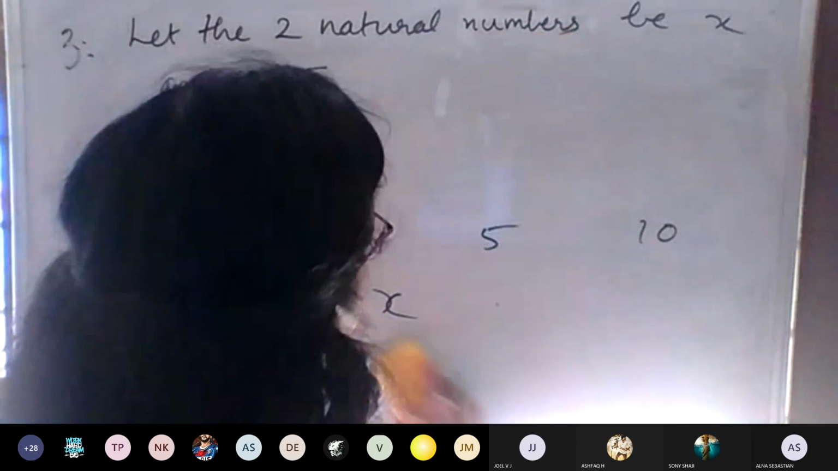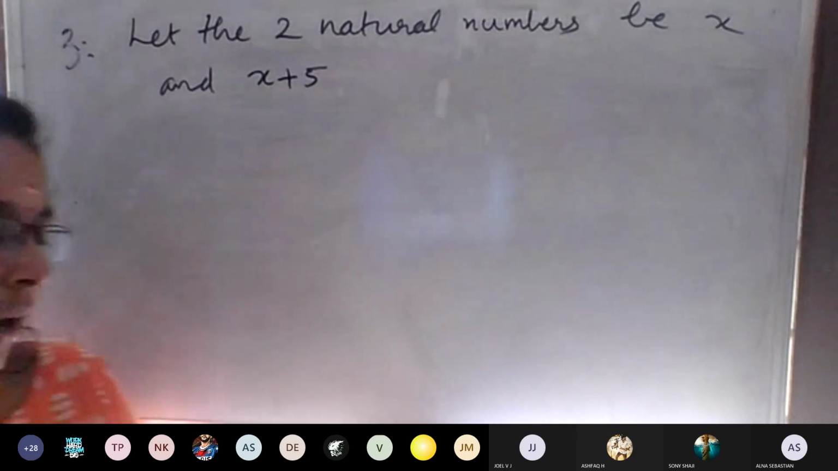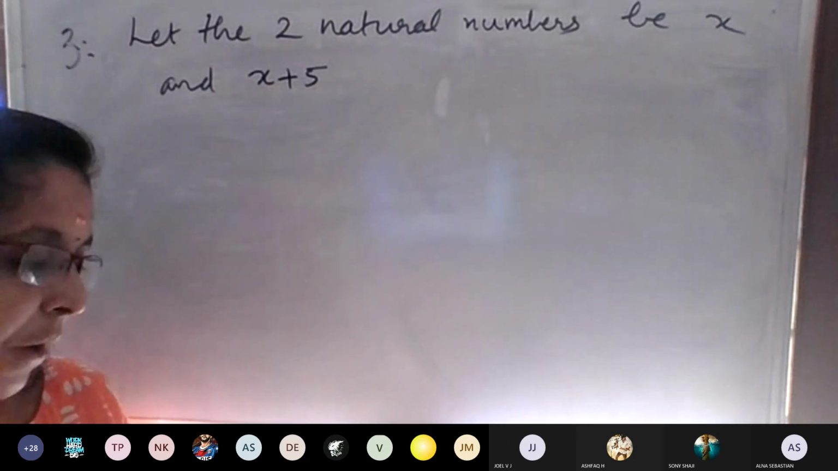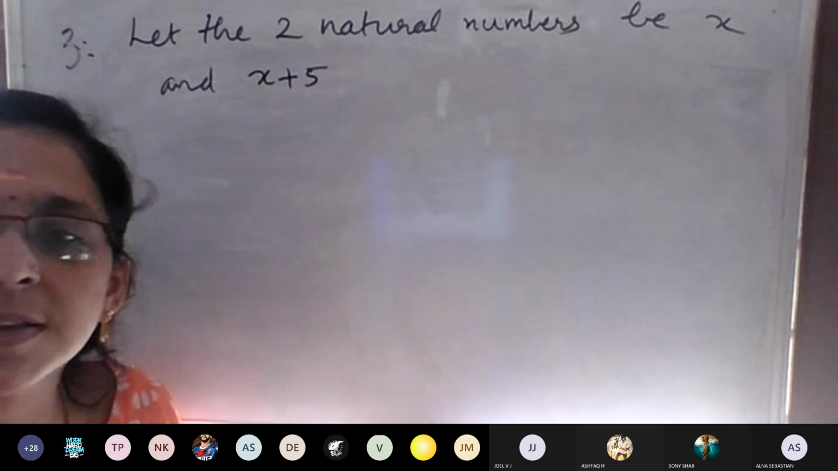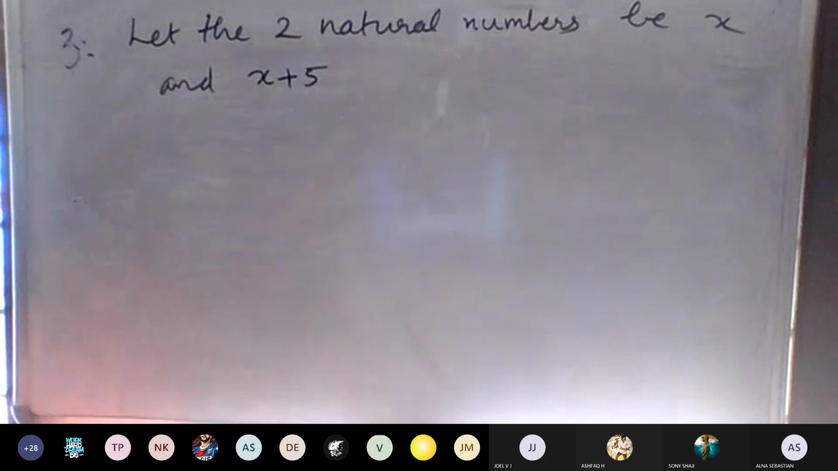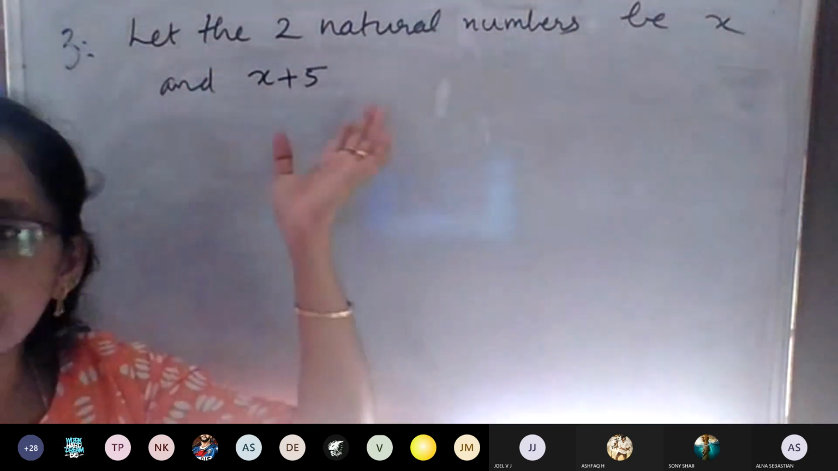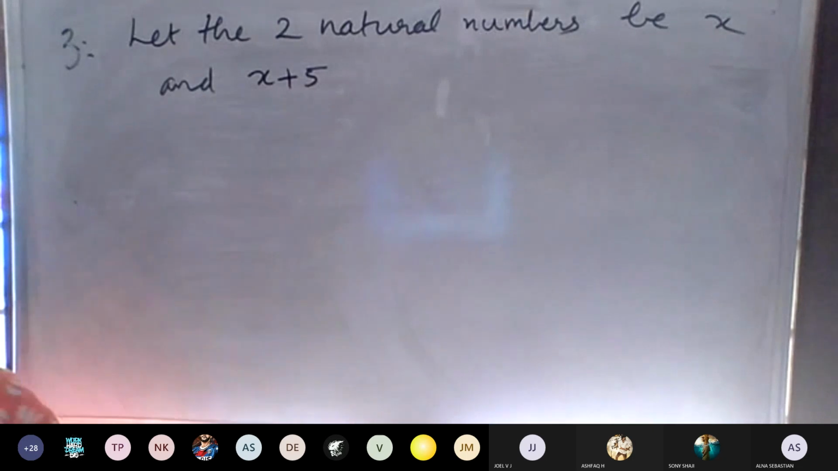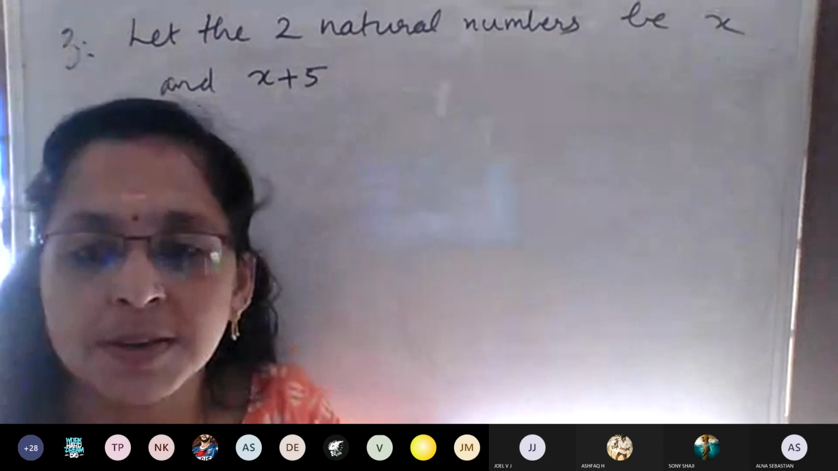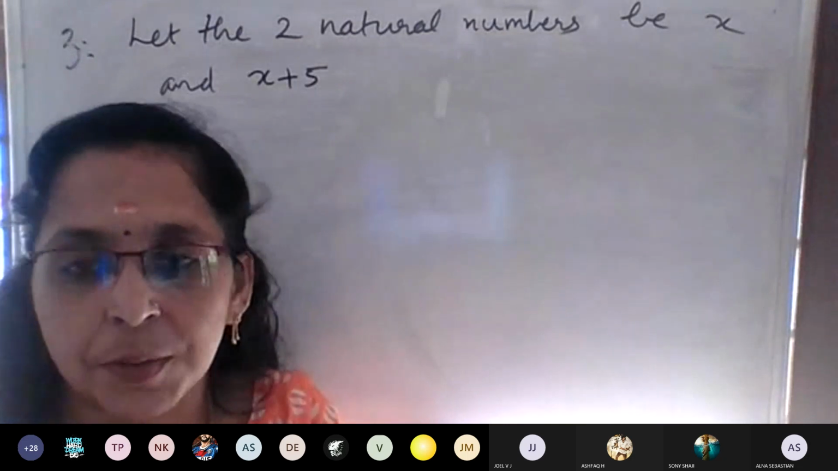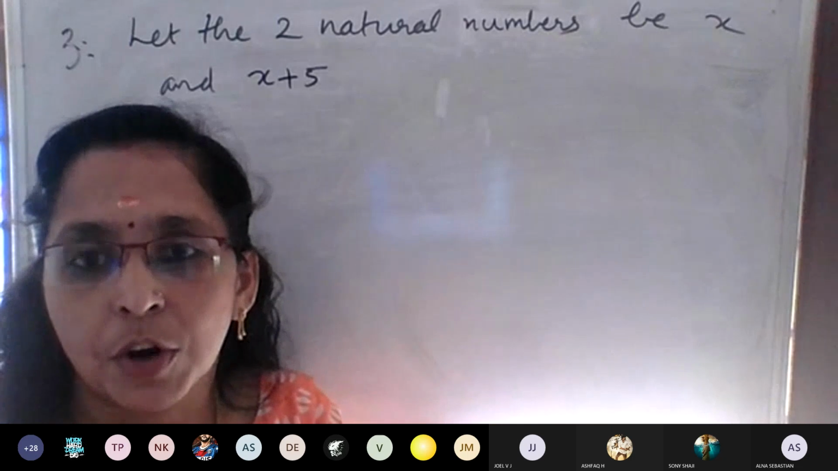Let the two natural numbers be x and x plus 5. Read the question: find the two natural numbers which differ by 5, and the sum of whose squares is 97. We assumed the two natural numbers as x and x plus 5, so the sum of their squares is 97.